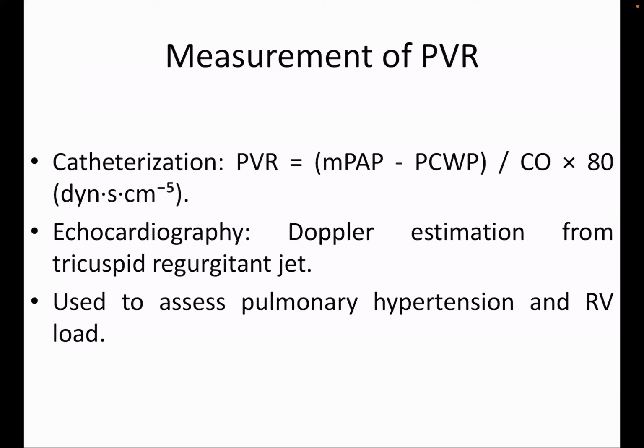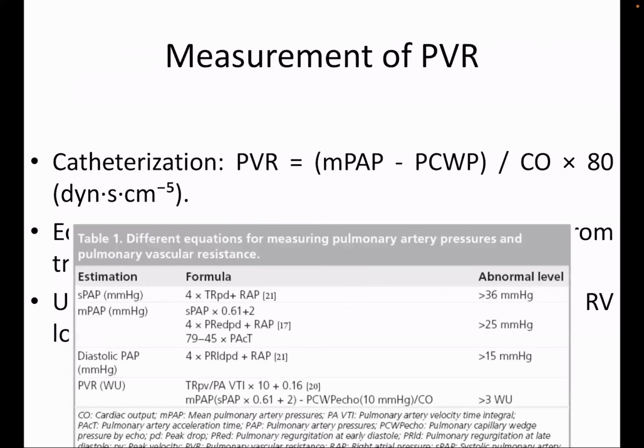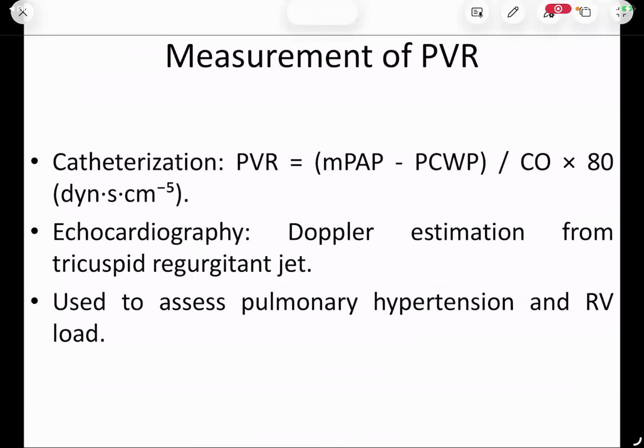Now coming to the measurement of PVR. Direct measurement of PVR is done by the Swan-Ganz catheter, as we all know. But here one important thing is that the formula for the PVR actually uses left atrial pressure. But it is very difficult to measure the left atrial pressure through the right heart system, so we take the PCWP for that purpose. So it is mean arterial pressure minus PCWP divided by cardiac output into 80. It will give us the PVR in dyne second centimeter to the power minus 5.